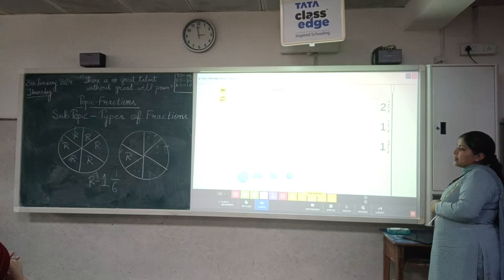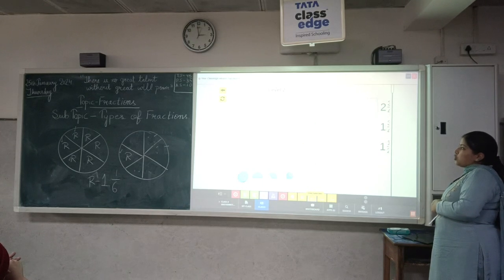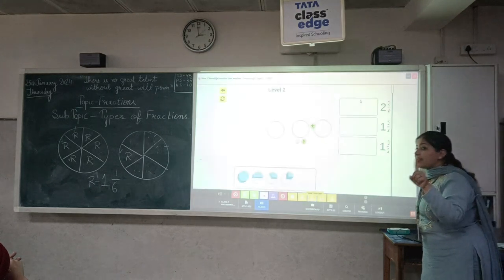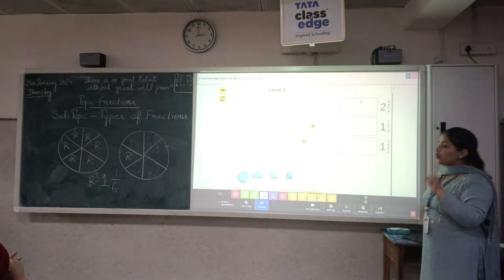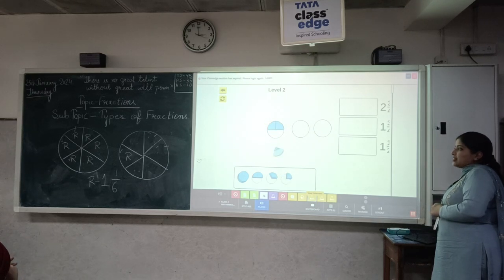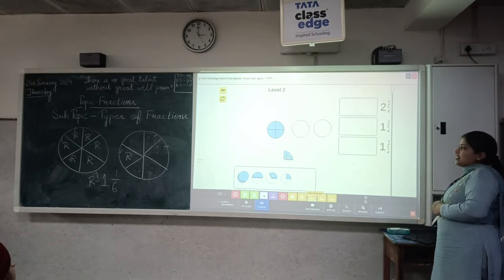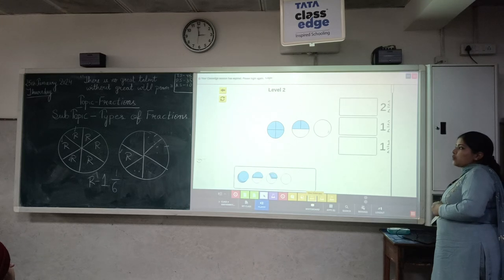So what will we do? We will add two circles. Okay. And I am going to add one more. So two circles are there. And how many equal parts are there in one circle? Four. So we will divide the fraction into four equal parts like this. Okay, can you see? So this is making one whole part. Now let's see, this is the second whole part.